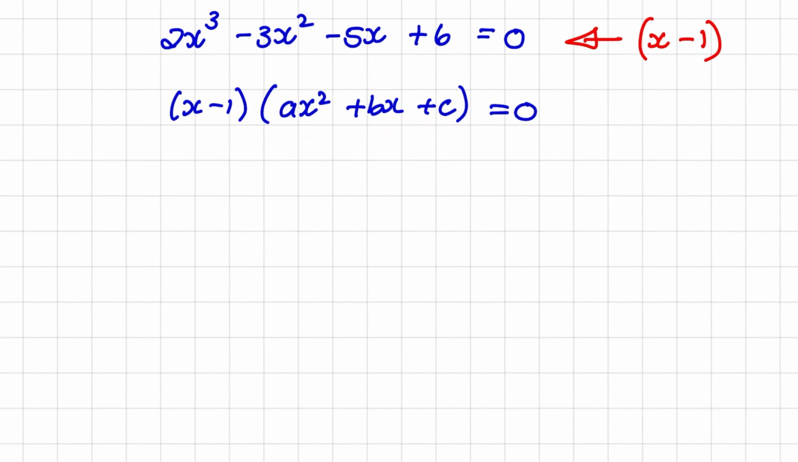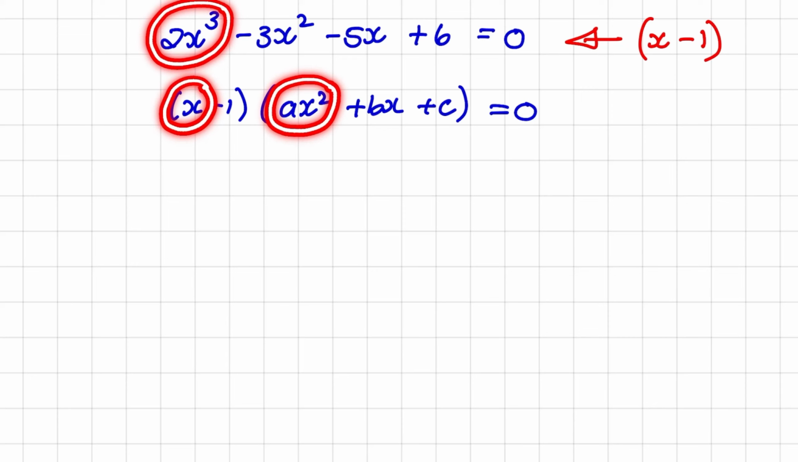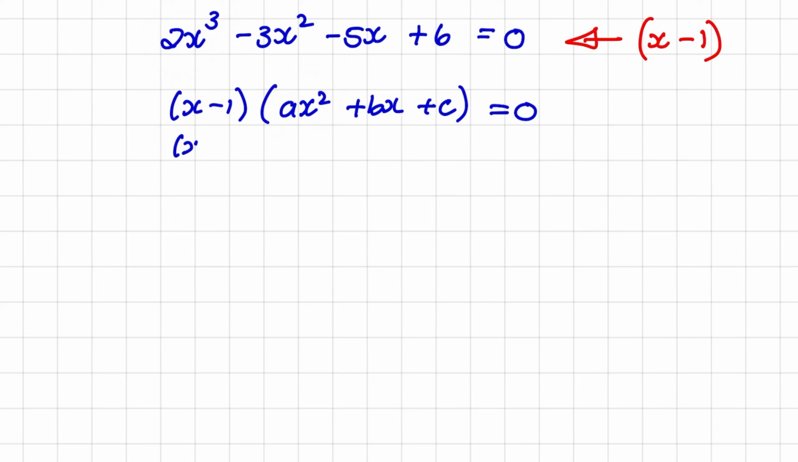So to find the value of a, I'll take the first term in the first bracket times the first term in the second bracket, and that must give me 2x cubed. Therefore, a would be equal to 2. And to find the c value, the last term in the first bracket times the last term in the second bracket must be equal to positive 6. Therefore, c must be equal to negative 6. And again, I'll use a separate calculation for b.